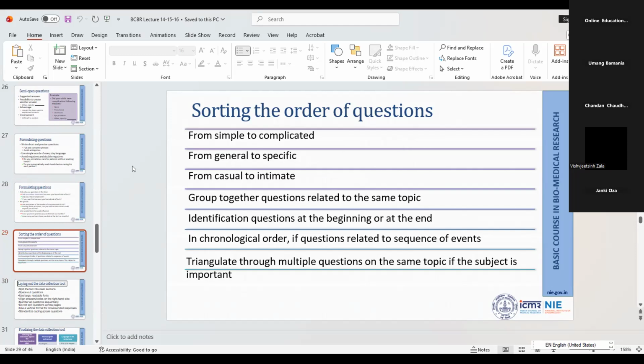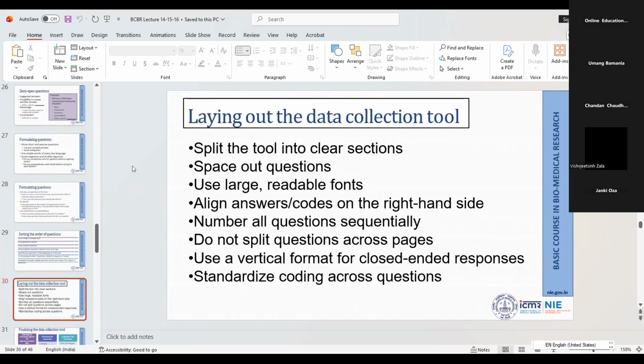So after sorting the questions, it is about laying out the data collection tool, how it should be visible and how it should look. First, split the tool into clear sections. It is a good practice to keep sections in your data collection tool. Then space out the questions. Use large and readable fonts. Align the answers and codes on the right-hand side and the questions on the left-hand side. Then number all the questions sequentially.